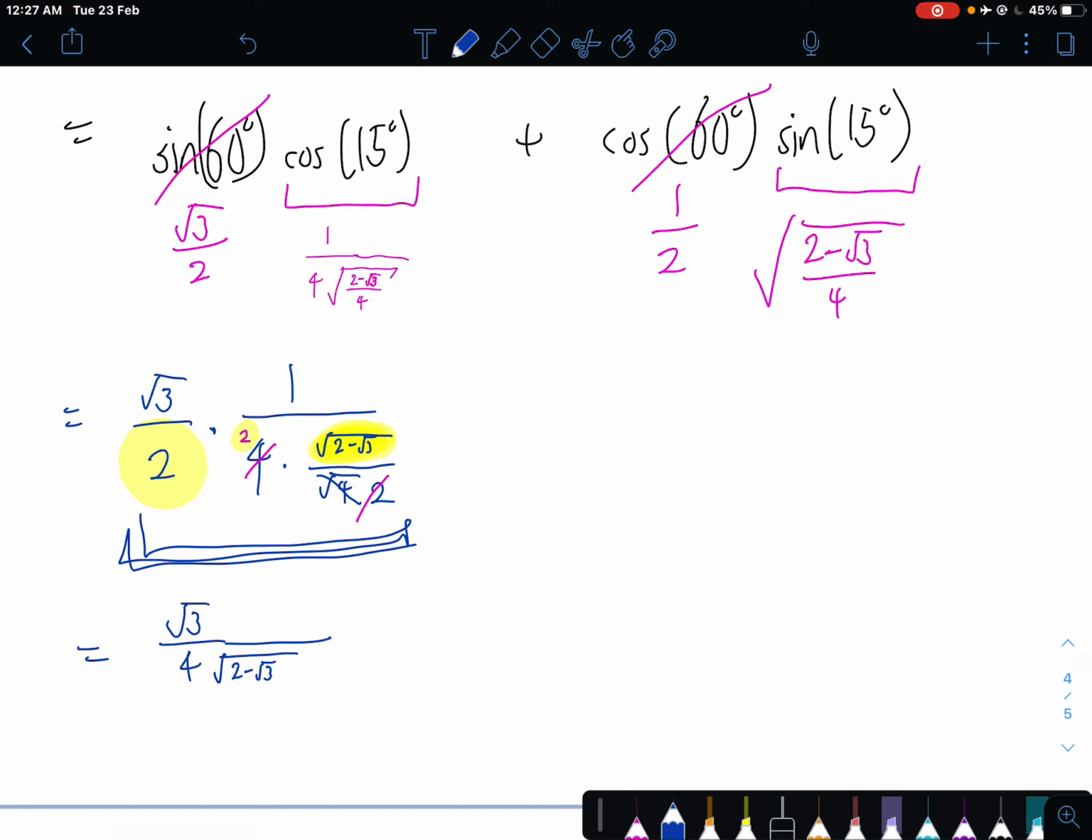Good. How about your second term? It is plus half multiplied by the square root of whatever. Okay, we can simplify the square root a bit. So square root of 2 minus square root 3, then the square root of 4. But wait, the square root of 4, I know that is just 2. 2 times 2 is 4. So plus 1 over 4 times 2 square root of 2 minus root 3. Like this. And then we are done.